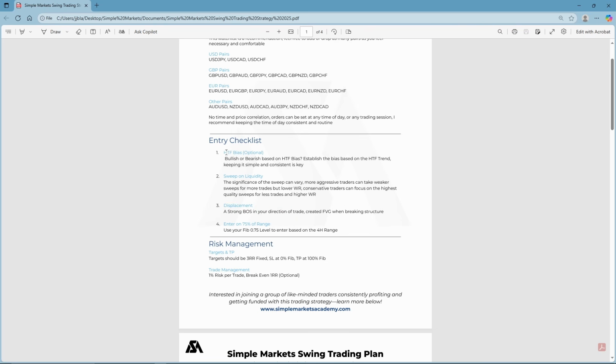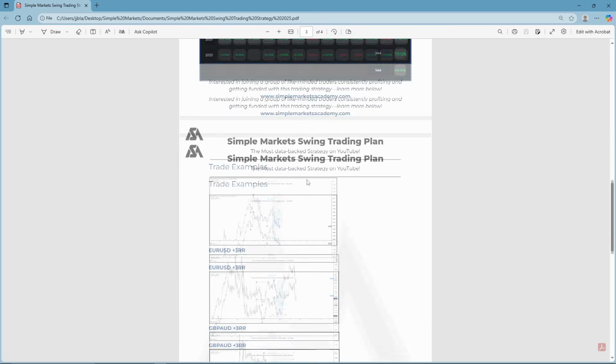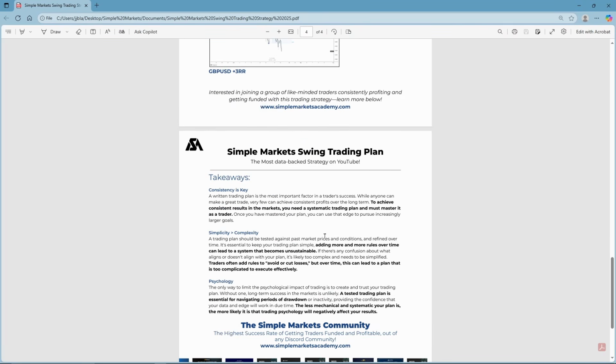This rule combined with this one as well is kind of why we are able to operate on a singular time frame without issue. And then the most mechanical entry we can do is throwing a Fibonacci at the 75% level and just entering based on that range. Targets and TP and trade management can be seen here. And if you do download this document, there's plenty more information for you to absorb.